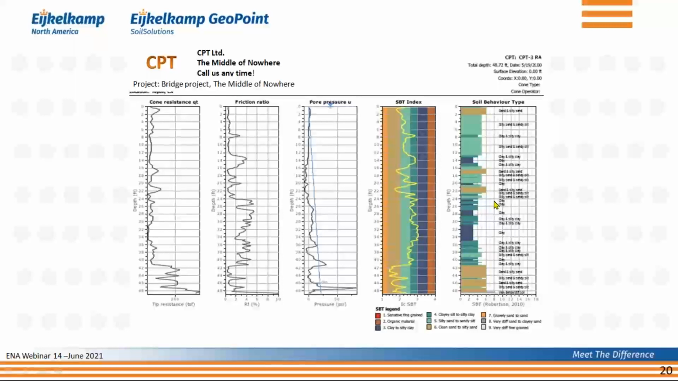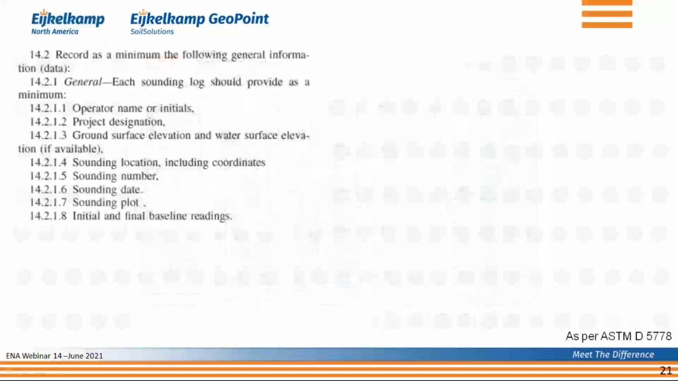And now at one glance, you can basically say, well, up to, say, 40 feet, I basically have a clay or a silty clay with a couple of sand layers in between. It gives you a very clear overview, and it gives you a first impression of what's going on. So that's the first thing that needs to be there, but that's not all.